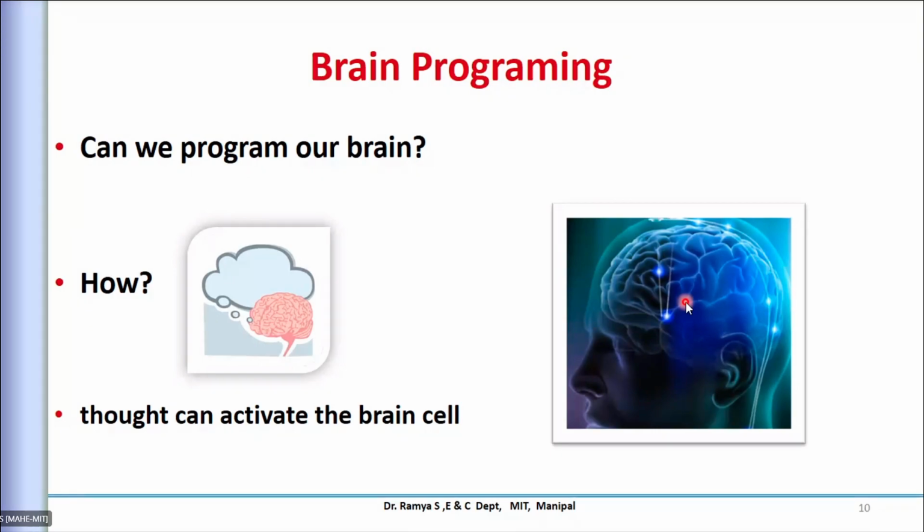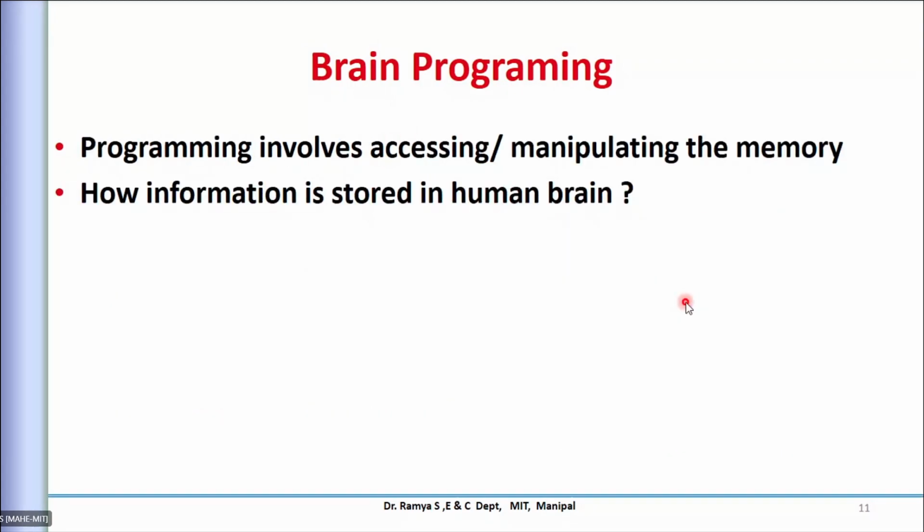So it has the power to make an activation. Now when I see programming in C++ or any kind of programming, a lot of accessing and manipulating of memory is involved. To do brain programming, we also need to know how the human brain stores information.